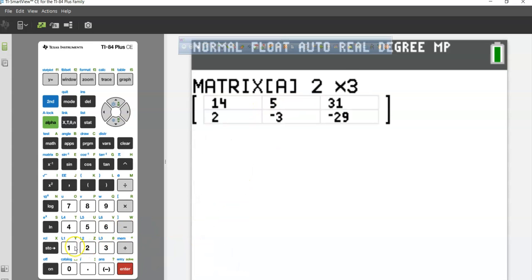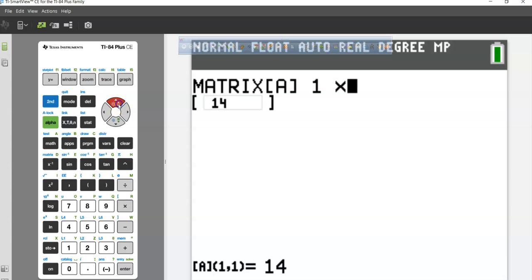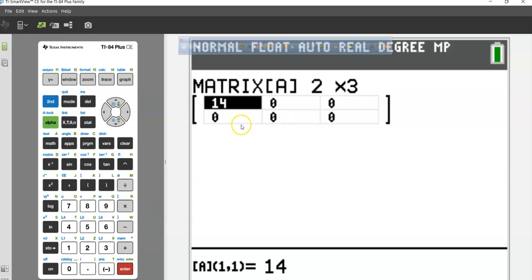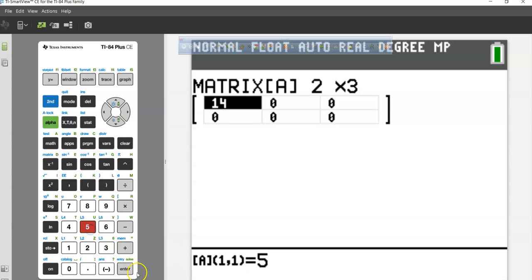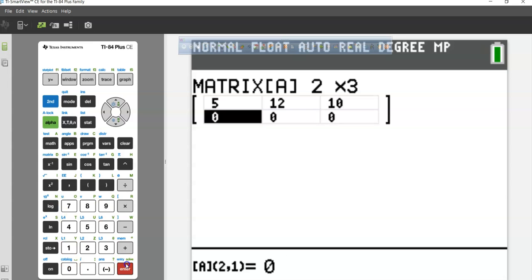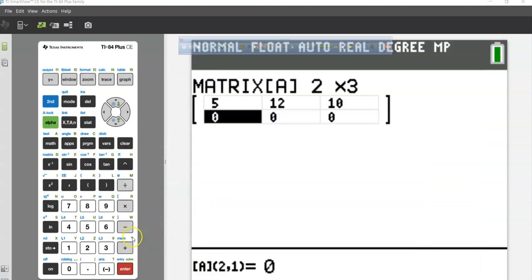And usually, if I clear the calculator, it would just be a 1 by 1 matrix. Okay, a 1 by 1 matrix. So if you want to make the size different, you want to make it a 2 by 3. So you press 2 enter, 3 enter, and now you have a place for all of your numbers. So I take 5, 12, 10 and just write it in the matrix. 5, 12, 10. Right? Then I take 2, negative 3, negative 35.